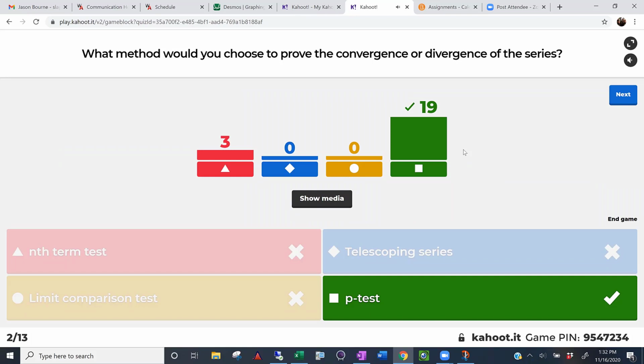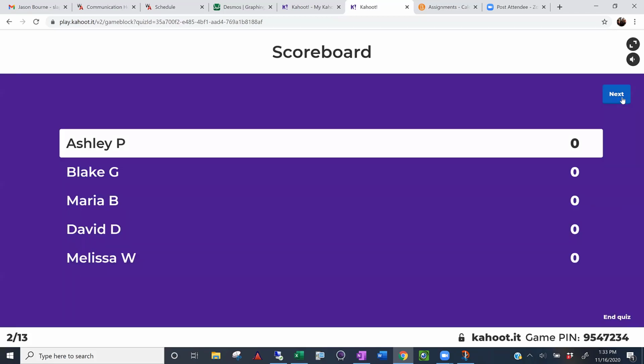All right. A quick word about the nth term test. The nth term test cannot show convergence. It can only show divergence. So keep that in mind as you're looking at these things. The nth term test would actually not help you out here in this one. All right, let's see. Here we go.